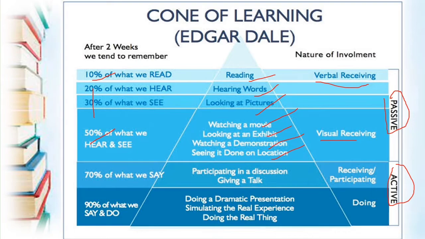Whereas, if we allow students to participate in a discussion, let them give a talk, do the presentation, or stimulate the real experience, or doing the real thing, this will give them a 70% to 90% of learning. So as a teacher, we have to prepare instructional materials that would help learners achieve the 90% of retention that is in the cone of learning.